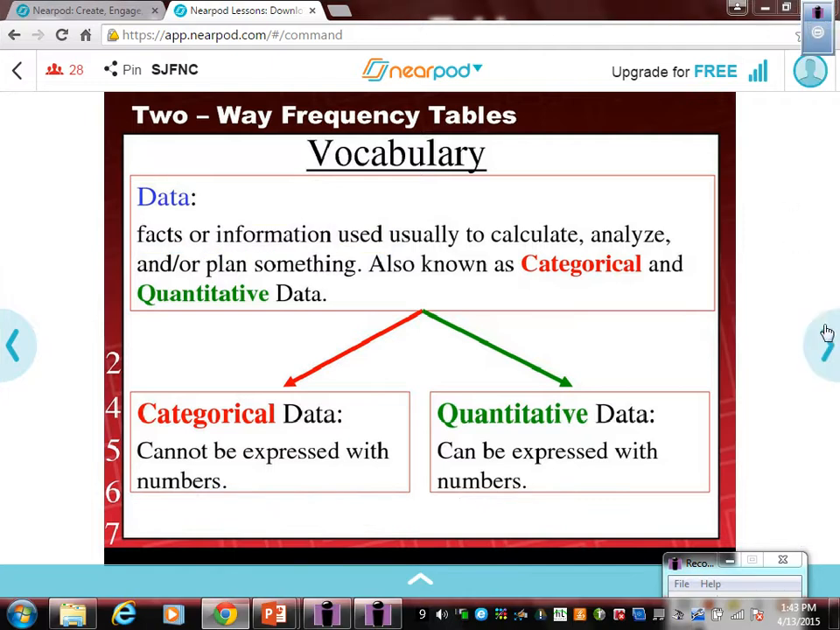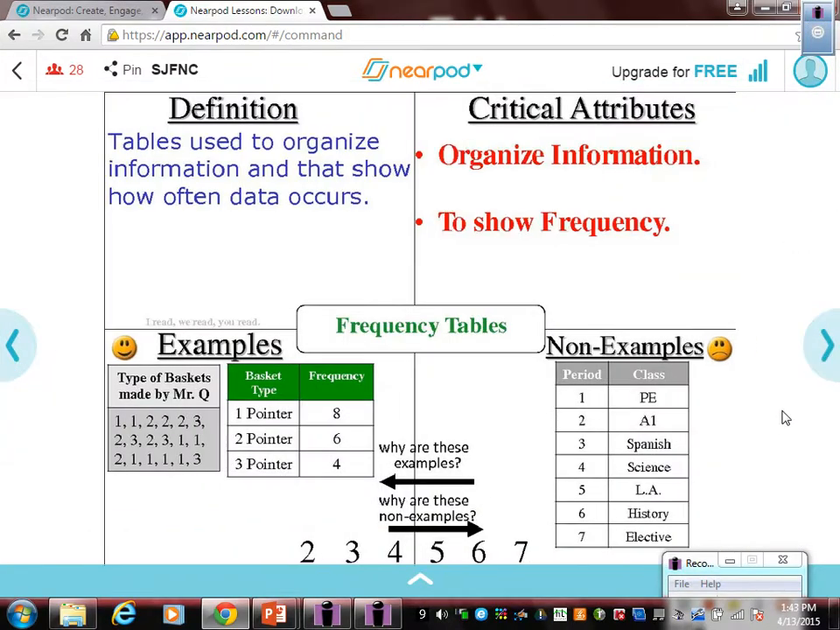So, in your Frayer model, write this in there, please. It says, frequency tables: tables used to organize information that show how often data occurs. I give you examples, and here for the examples, the one in green is our frequency table. The one in gray is just data, and I'll show you how that works. Non-examples, I gave you another table, and then I gave you already the critical attributes. Write those down. I'll give you about 1 minute. Go.